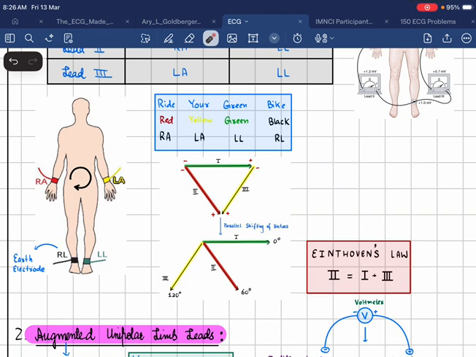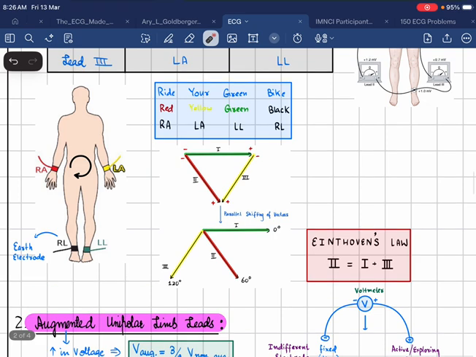Then talking about Einthoven's law, it states that lead 1, lead 2 and lead 3 form an equilateral triangle with the heart at the center of the triangle. By the triangle law of vector addition, or just by displacing or parallelly shifting vector 3, we basically get that the potential of lead 2 is the sum of the potential of lead 1 and lead 3.